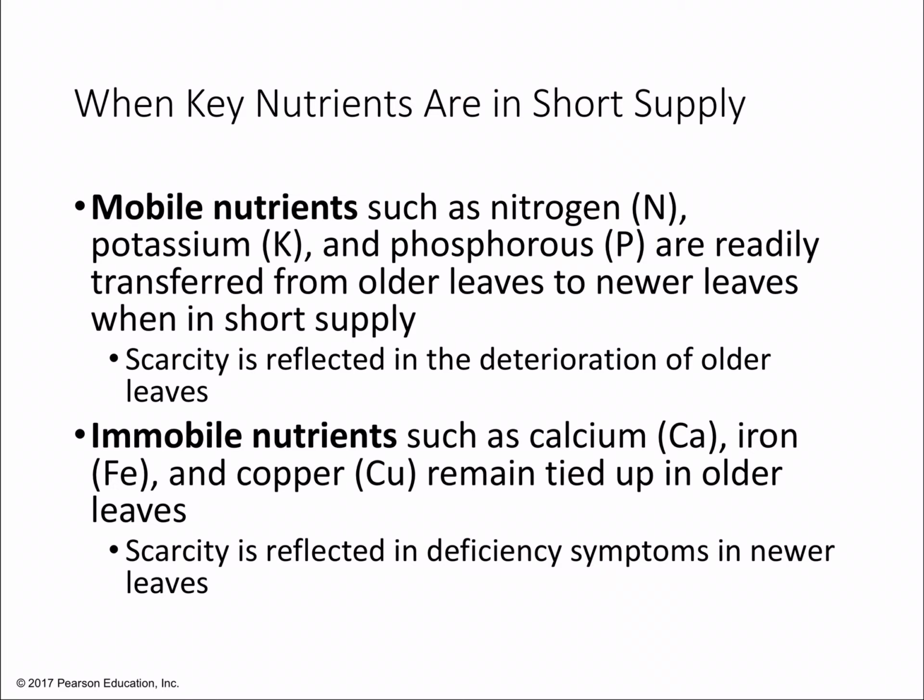Some nutrients, though, are immobile. Calcium, iron, copper can remain tied up in older leaves and not move. Right? So these are just differences in the way that nutrients are reshuffled around the plant. Mobile nutrients can go where they're needed and immobile cannot.